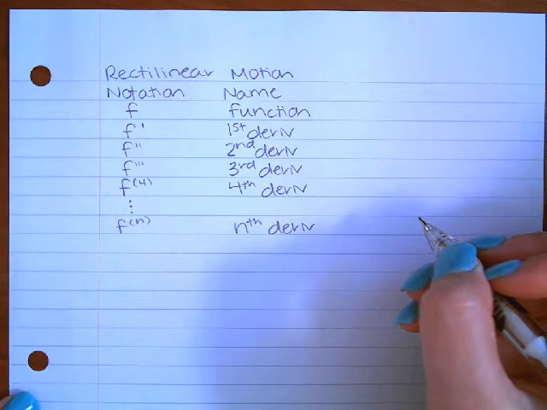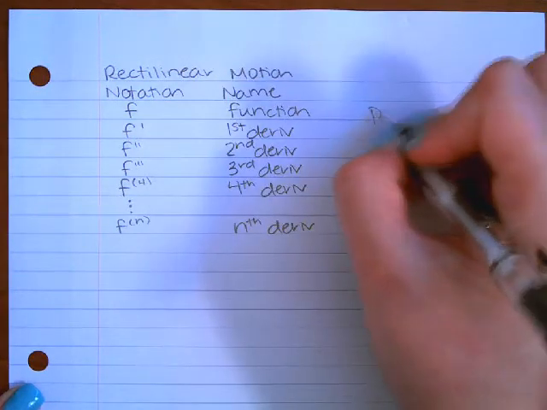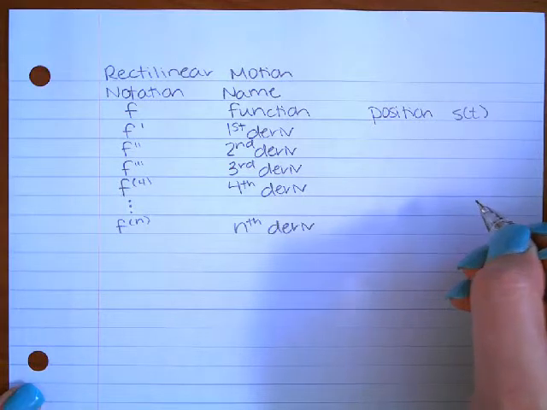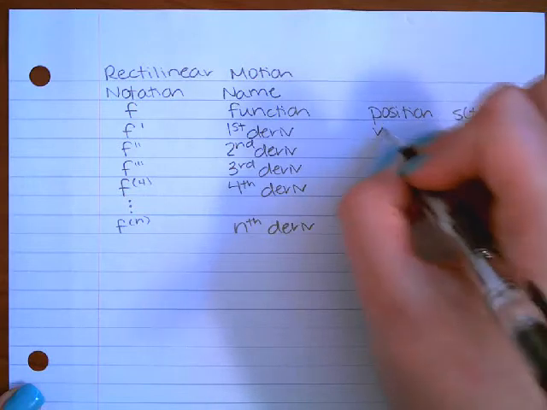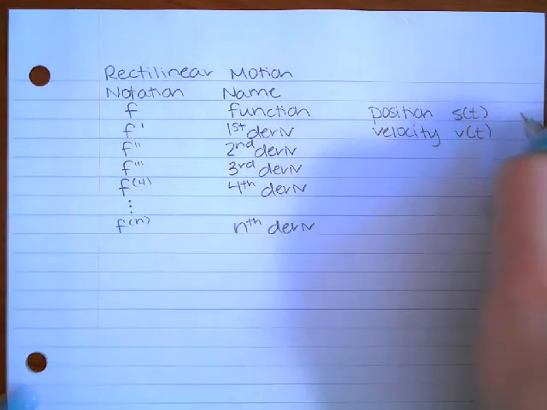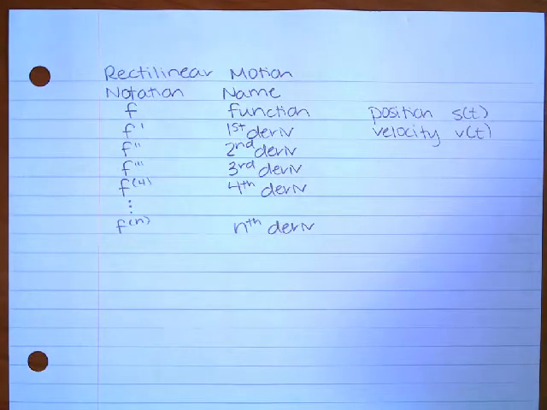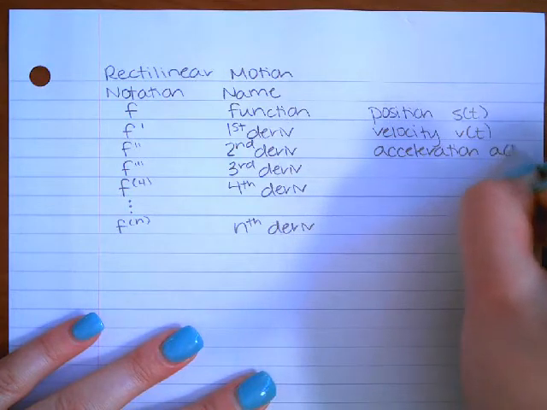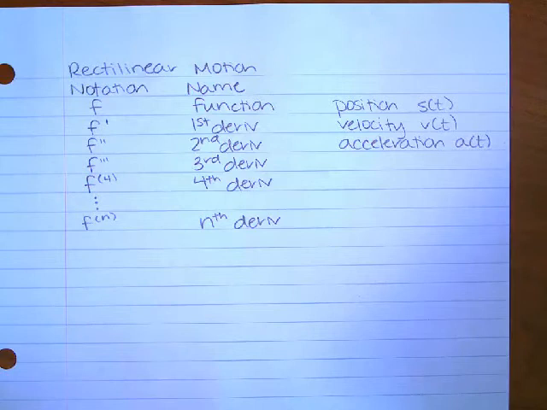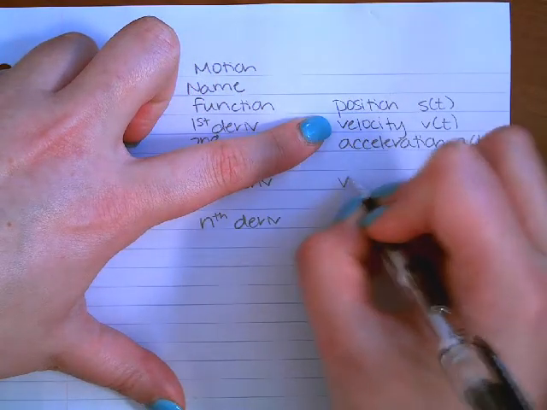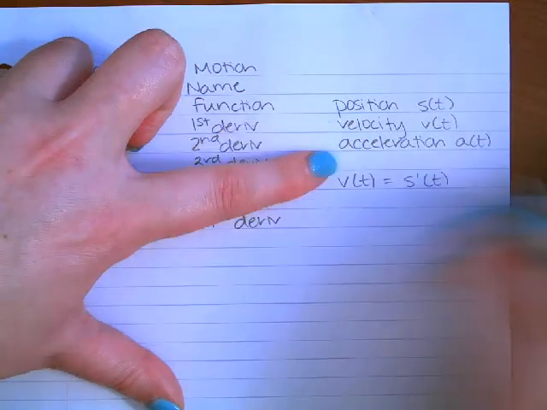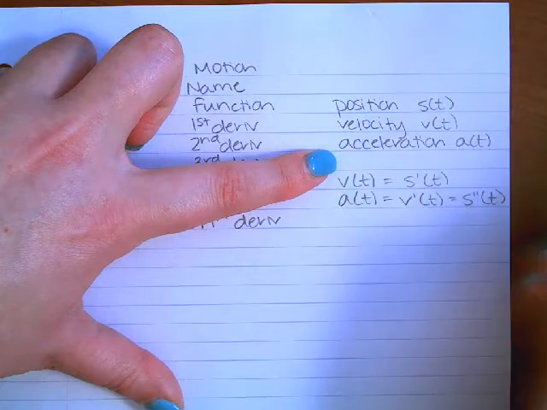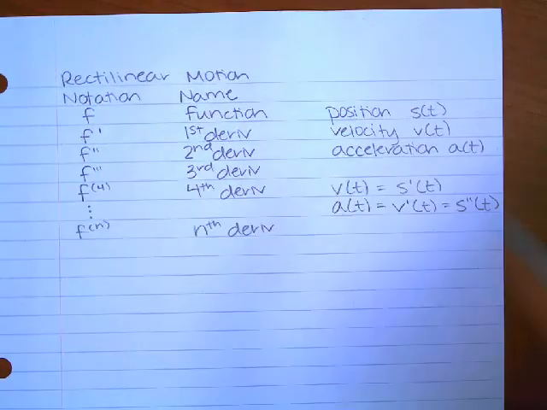Now, when we talk about particle motion or rectilinear motion, the original function we call the position. That's the position of the particle, s of t. Then we have the velocity. This is like when you're driving a car and you look down at your speedometer, it's just how fast you're going. And then acceleration is the second derivative, and we write a of t for that. So the velocity is the derivative of position. The acceleration is the derivative of the velocity, which is the second derivative of the position. This is what we're going to be focusing on today.